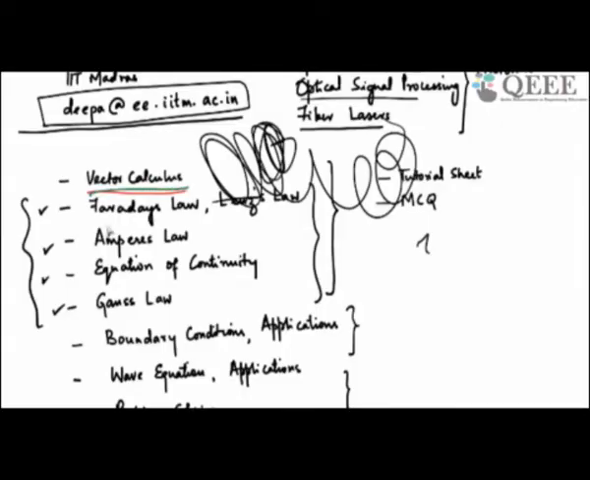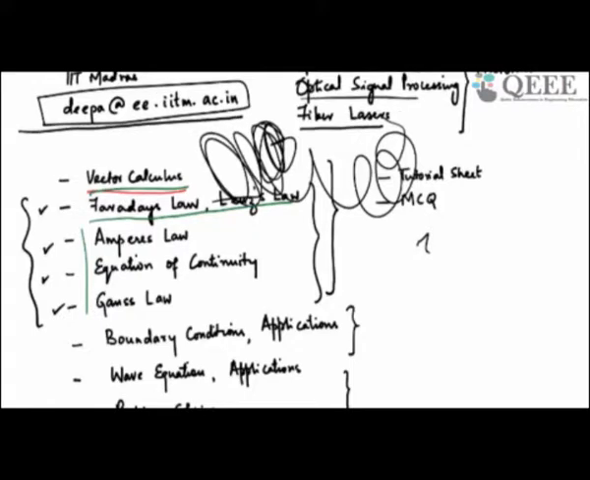The agenda was to revise vector calculus. Last time we discussed a bit of vector calculus. We finished vector calculus. We did a review of Faraday's law. We are yet to do Lenz's law. The rest of this is going to follow in today's class.